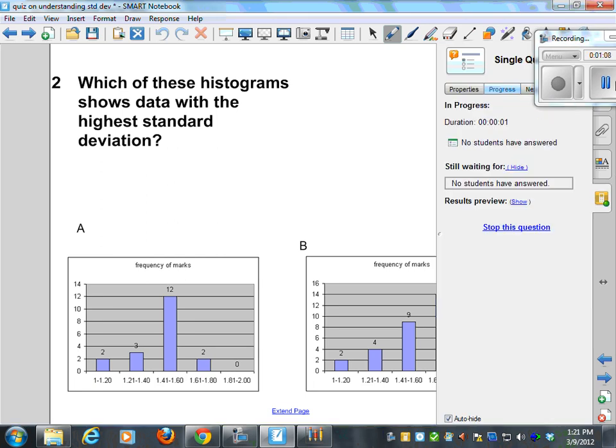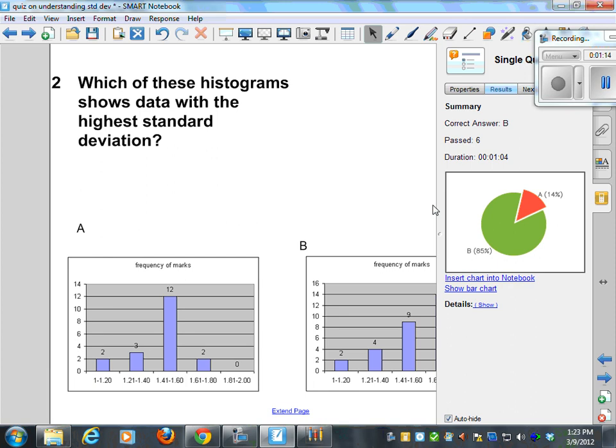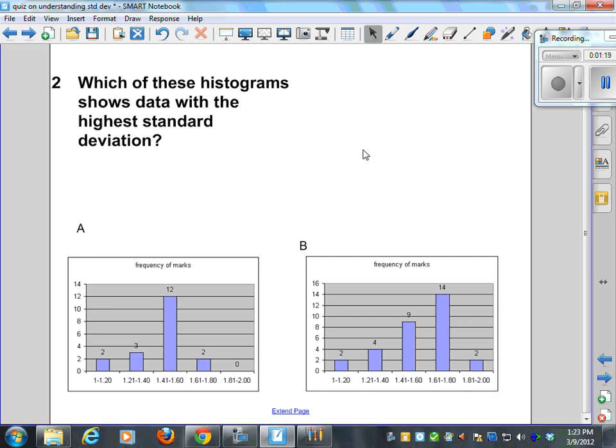Question two. What is the answer? Let's just see here. Correct answer is B. B has the higher standard deviation. Now, this one's a little harder, I will grant you that. This one is a standard sort of curve. It's pretty high in the middle, so it's got reasonably low standard deviation, although it does have a little bit out on the wings here.